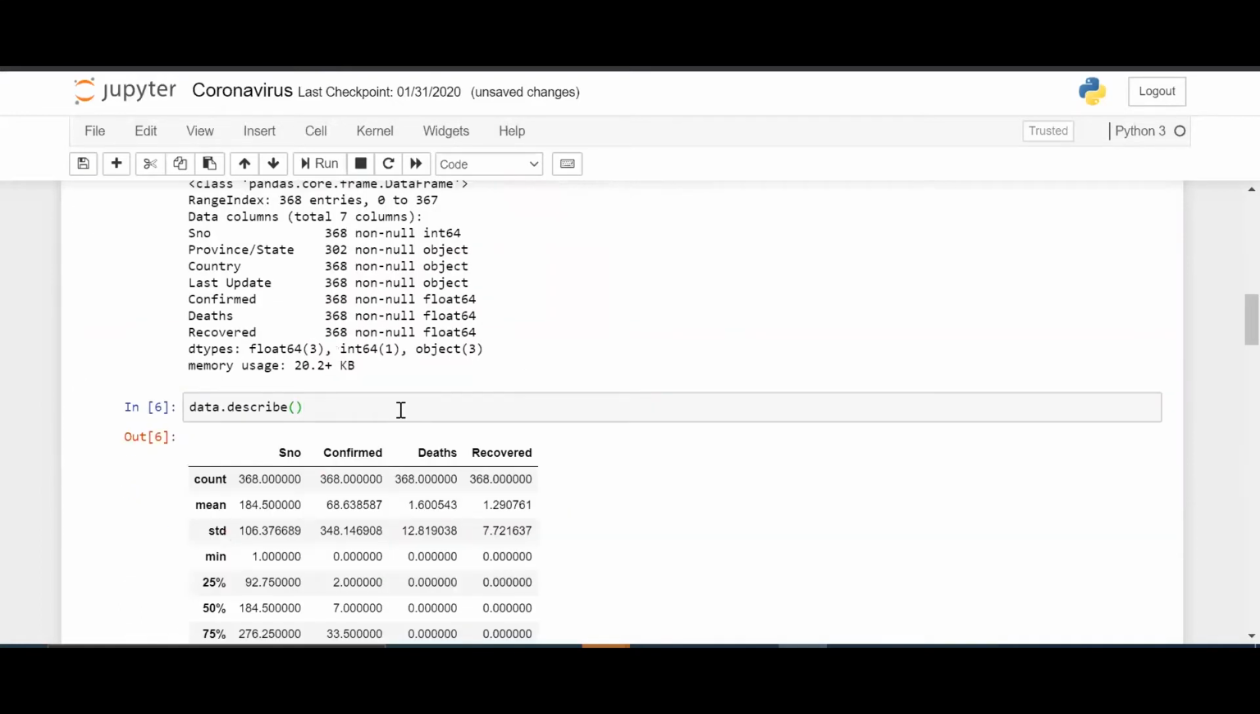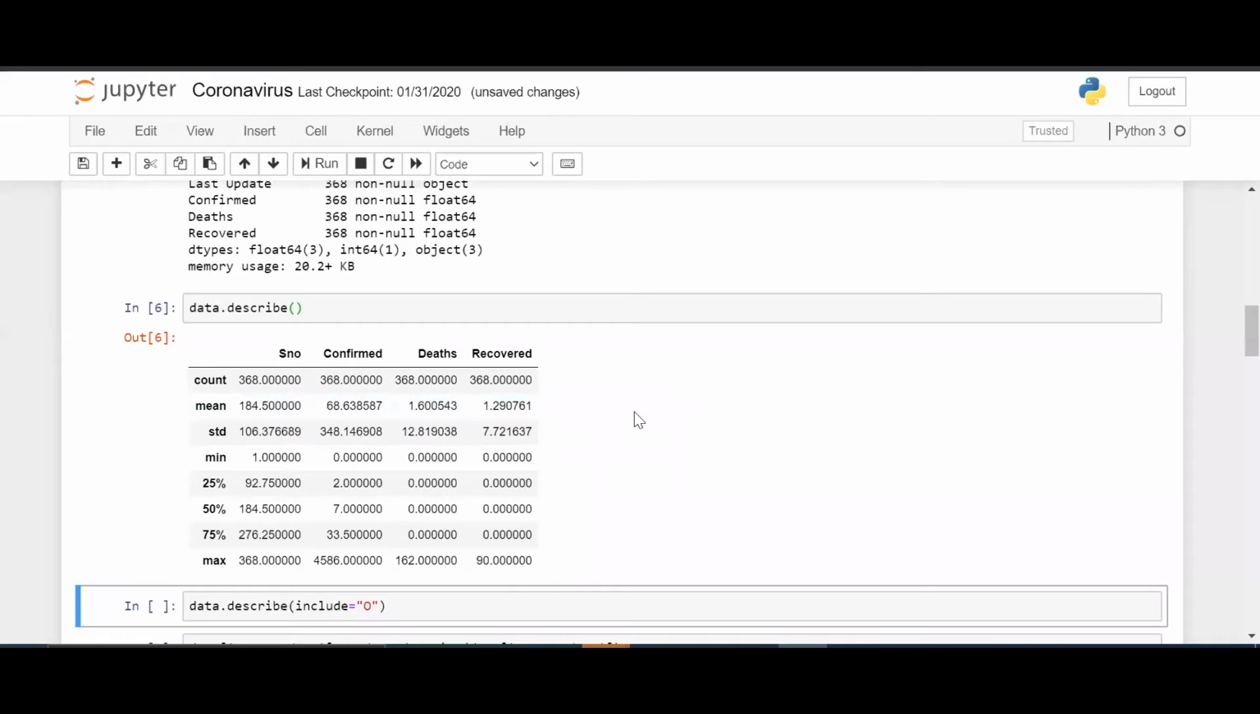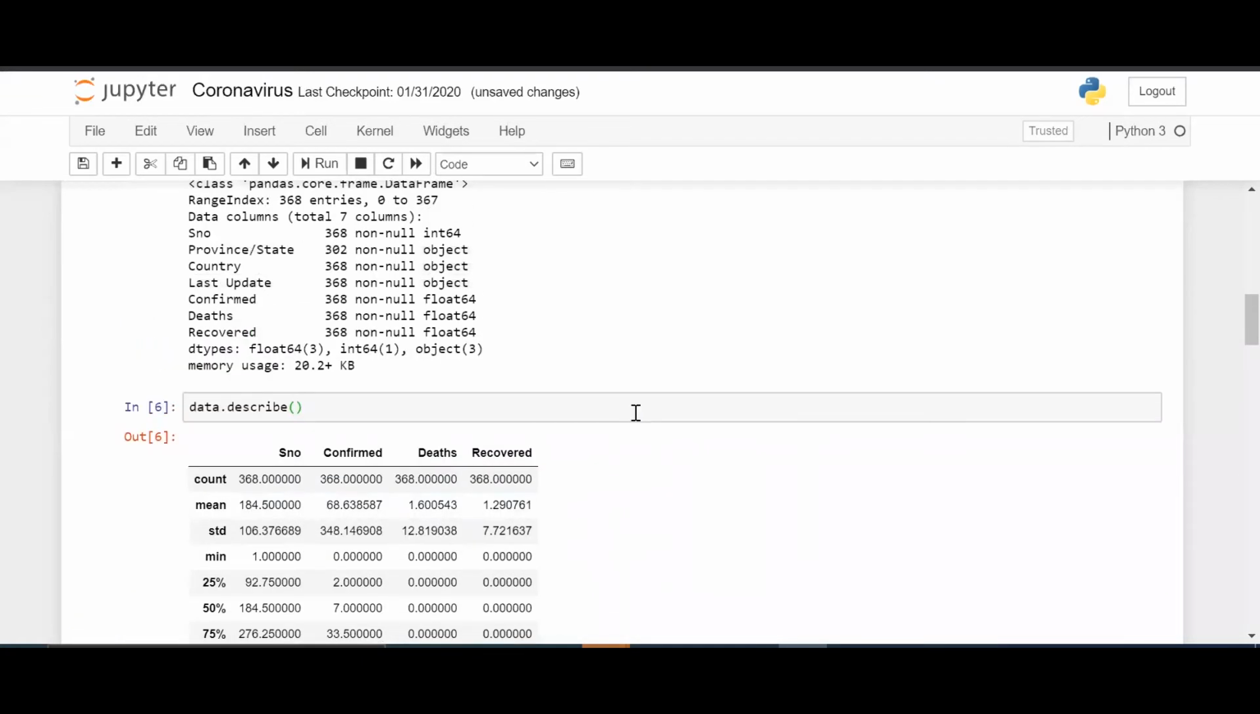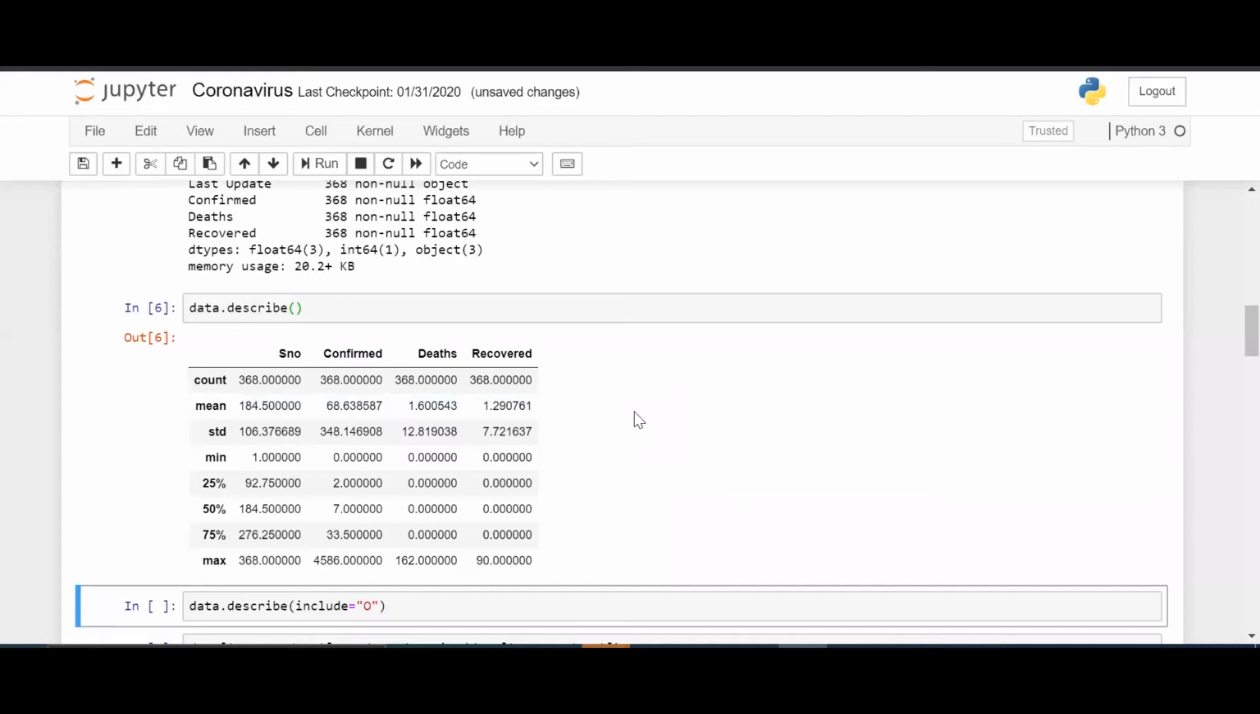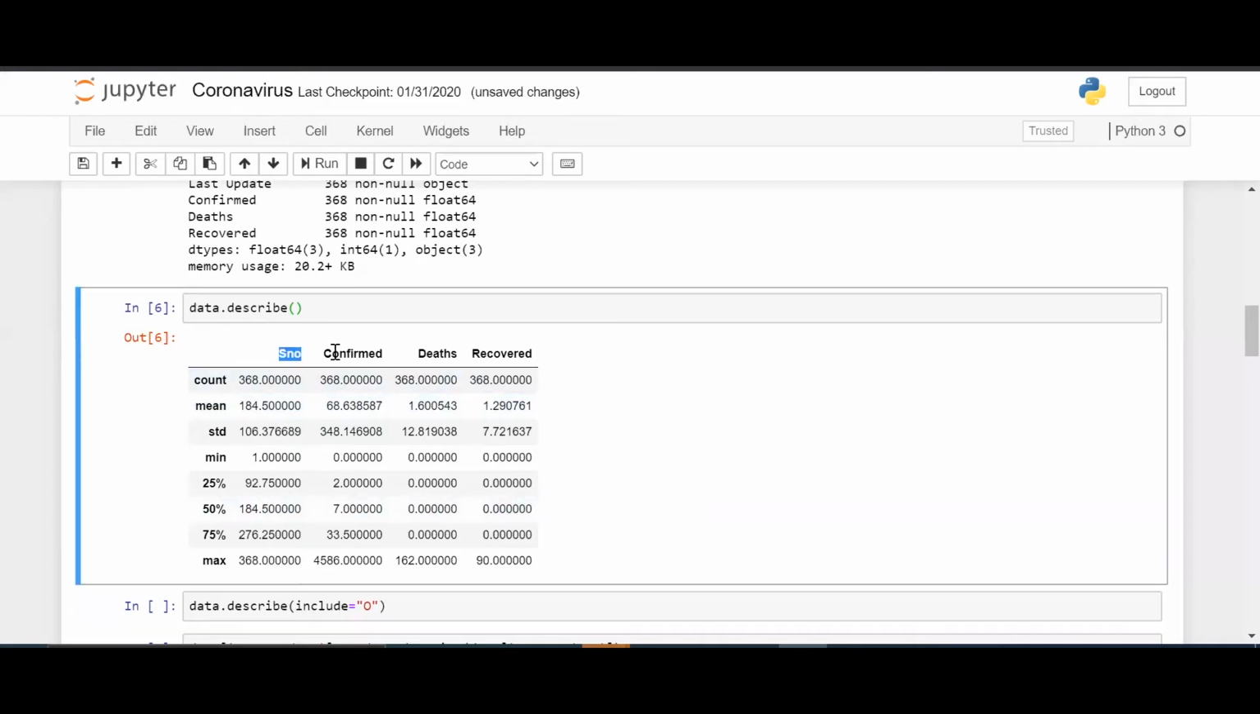Let's get to the descriptive statistics of the dataset. What data.describe does is it identifies the continuous variables in your dataset to identify the descriptive statistics for each of them. For example, you have the serial number, the confirmed cases, the number of deaths, and the number of recoveries. And you have the count, the mean value, the standard deviation, the minimum or the least value, 25th percentile, 50th percentile, 75th percentile, and the maximum value.